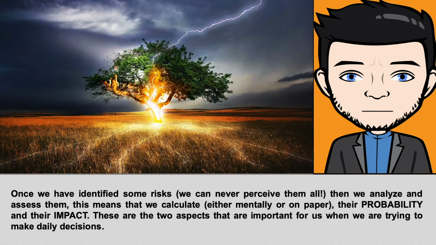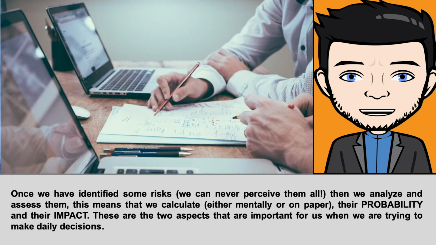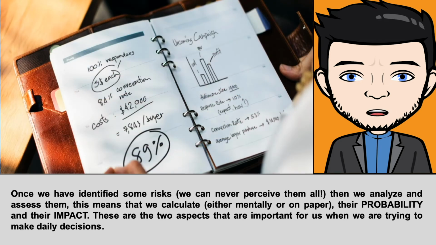Once we have identified some risks, we can never perceive them all. Then we analyse and assess them. This means that we calculate, either mentally or on paper, their probability and their impact. These are the 2 aspects that are most important for us when trying to make daily decisions.